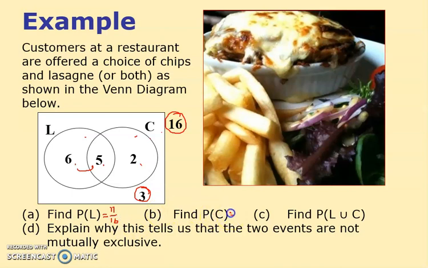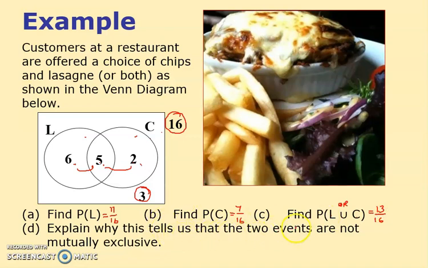Find the people who chose chips. Well, 7 people chose chips. Notice I'm having to add them together. 7 out of 16. Find the probability that people chose lasagna or chips. Notice that symbol meaning or. Well, 6, 11, 13 people chose one or the other, or both.